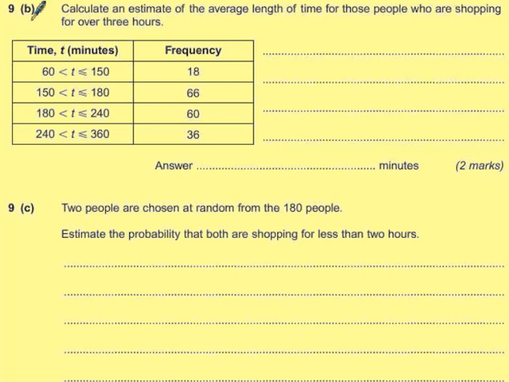Now question 9 part B says calculate an estimate of the average length of time for those people who are shopping for over 3 hours. So those people who are shopping for over 3 hours involves the last 2 rows of our frequency table. So we've got 60 people that are shopping between 180 and 240. So the total time, an estimate of the time that they shop is 60 multiplied by 210, the midpoint.